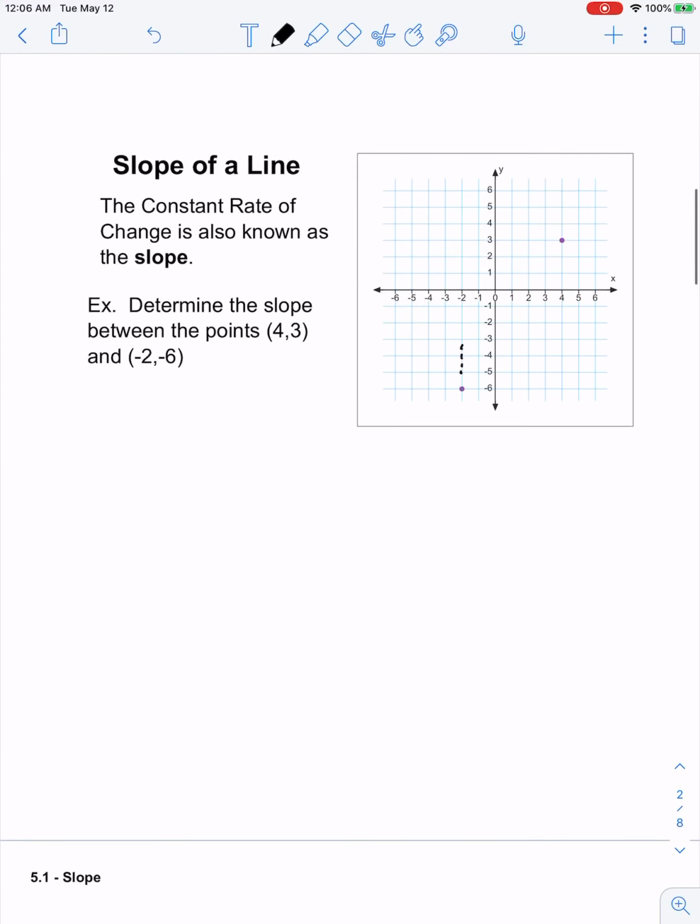Okay, so let's take a look at the slope of a line. So we have 2 points here. The constant rate of change is also known as the slope. Determine the slope between the points (4, 3) and (-2, -6). So here's (-2, -6), and here is the point (4, 3). And we're going to connect those two with a straight line using a ruler. And I want to know what's the slope of that line.